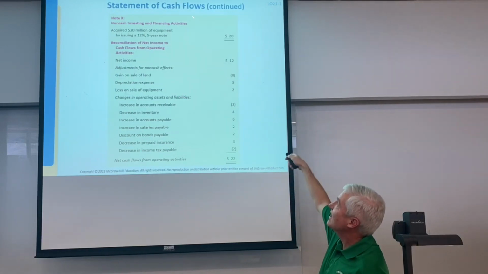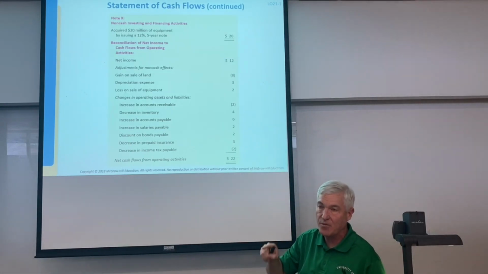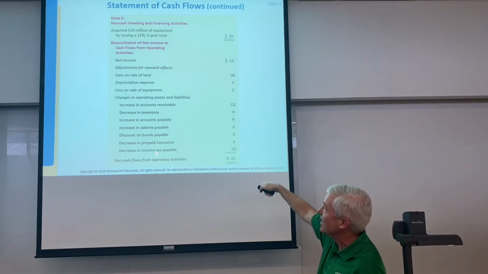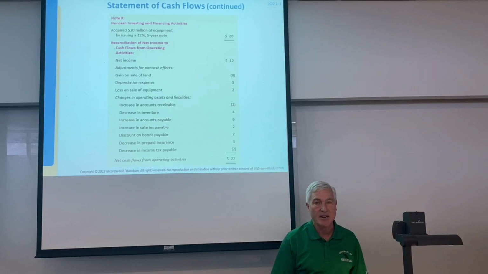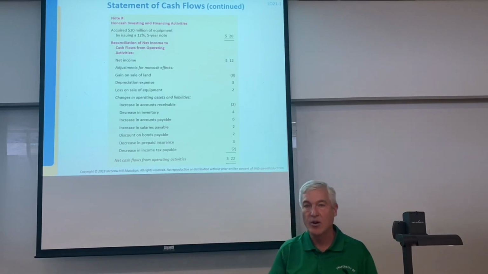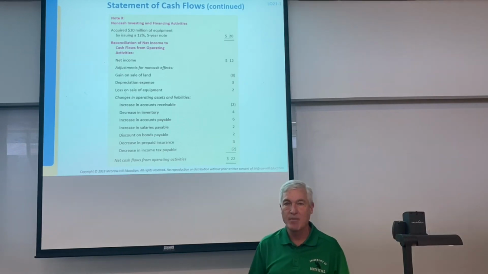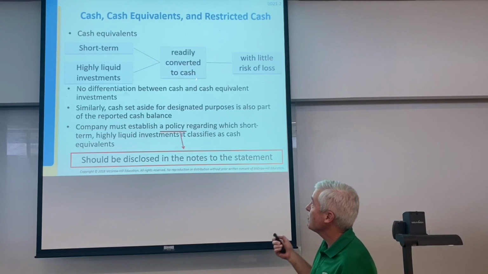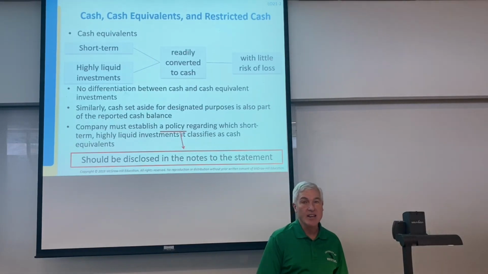This is what we call the indirect method, only for cash flow from operations, not for financing or investing. We start with net income and make adjustments for non-cash items in net income and changes in current assets and current liabilities. And we're going to spend more time on the indirect method in this class than we are on the direct method. One thing we have to think about when we think about cash flows: what is cash?